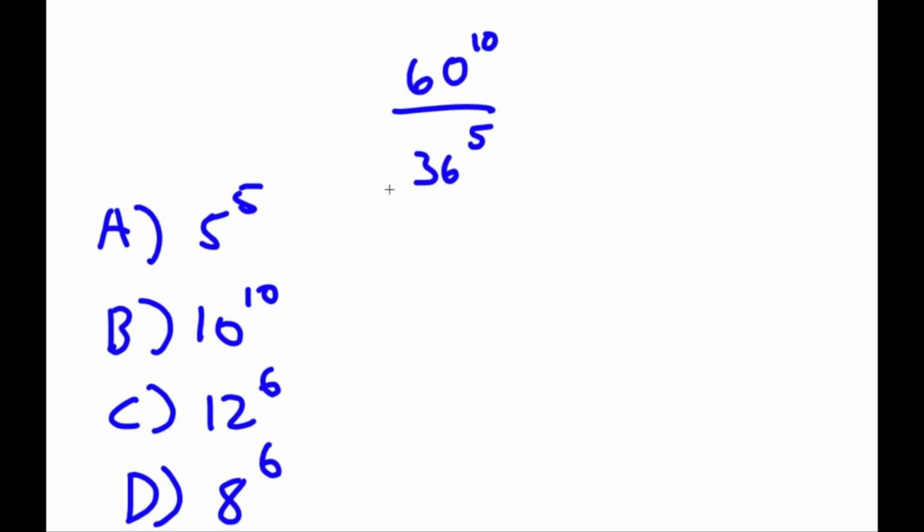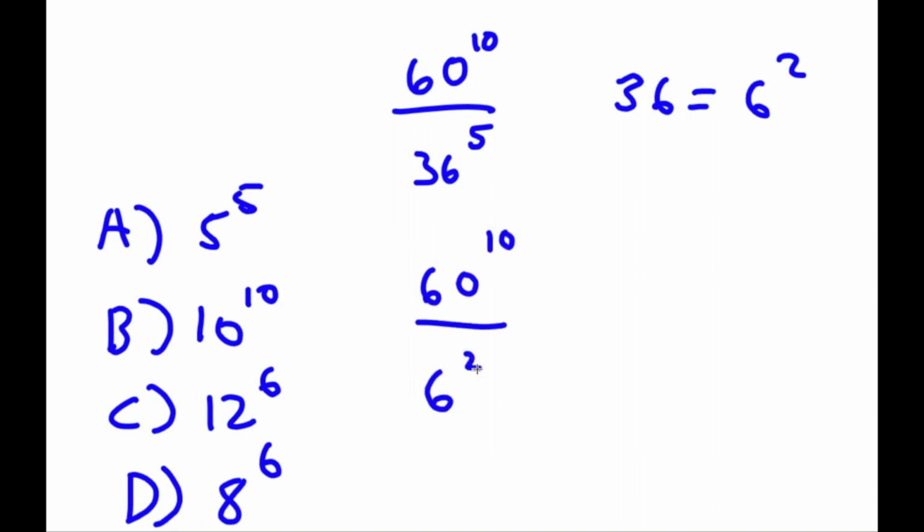Alright, so to solve this problem, 36, this is the same thing as 6 to the power of 2, or 6 squared. So now I have 60 to the power of 10 over 6 squared to the power of 5. I simply substituted in 6 squared for 36.